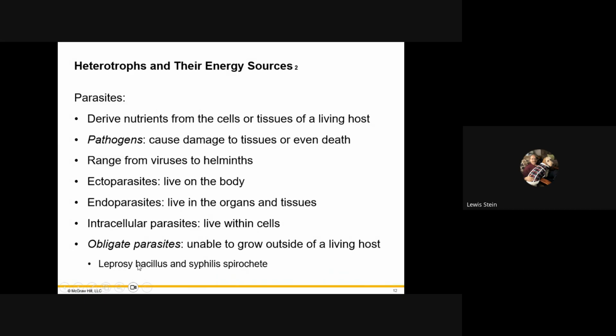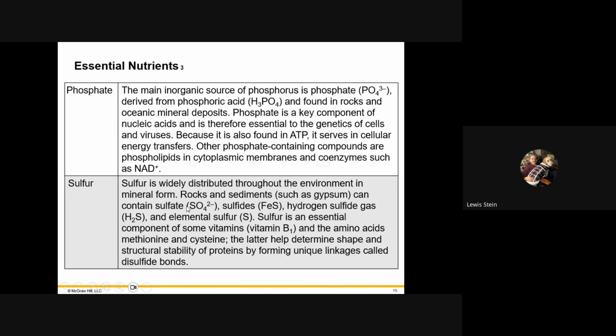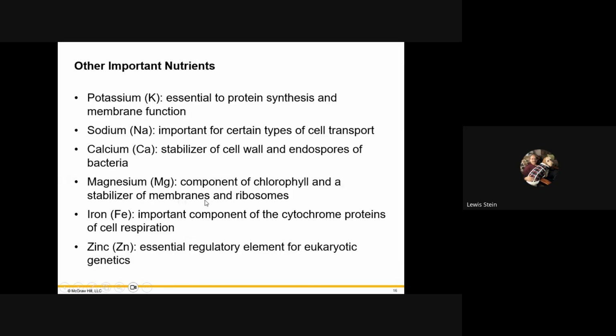And we'll get to those. You don't have to know those terms at this point. They're more for context. When we get to the specific way those diseases affect us, we'll deal with it. And they have a whole thing about where you get the nitrogen and where you get the phosphate and the sulfur, and no thanks. And what the other things they do, fine.